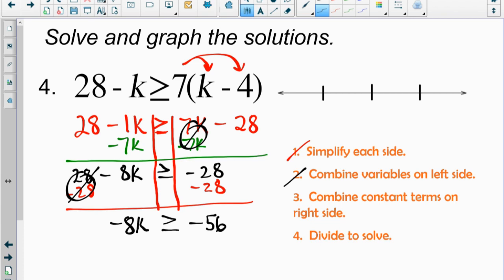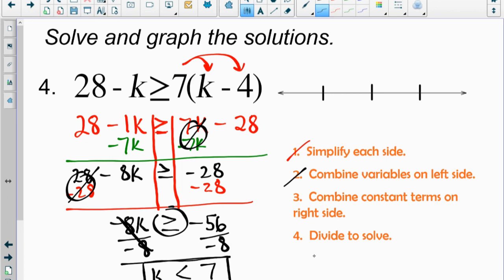Then, our final step is to divide by negative 8 to solve. I get k by itself. I get, let's see, 56 divided by 8 is 7. When you divide two negatives, you get a positive. So then the big question is, do I flip the inequality symbol? Yes, we do. Absolutely. Anytime you multiply or divide both sides by a negative number, you flip the inequality symbol.